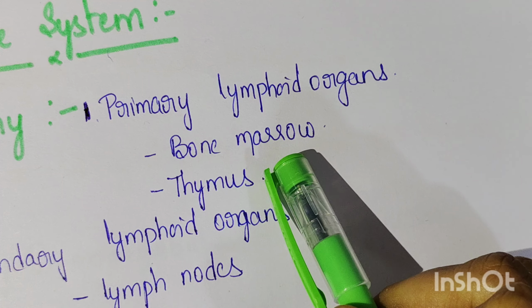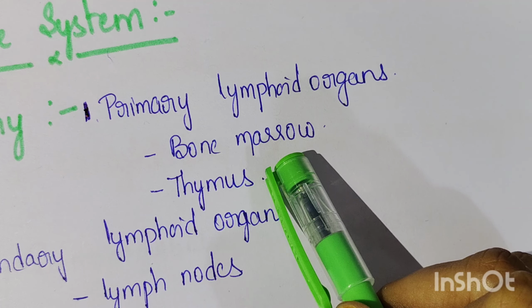It is the primary site for hematopoiesis, that is production of blood cells, including the production of WBCs, that is leukocytes, which are crucial for immune response. B cells mature in the bone marrow before entering the bloodstream. Next is the thymus, located in the chest just above the heart. In the thymus T cells mature, and they are critical for adaptive immunity and are educated in the thymus to distinguish between self and non-self antigens.